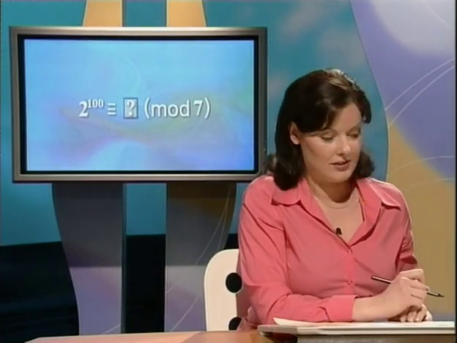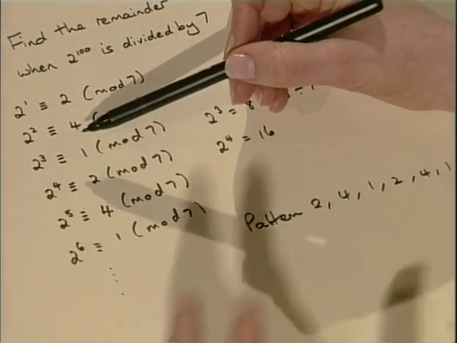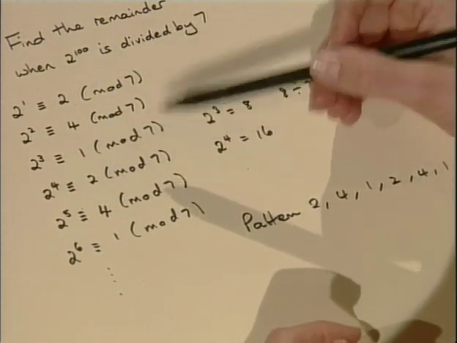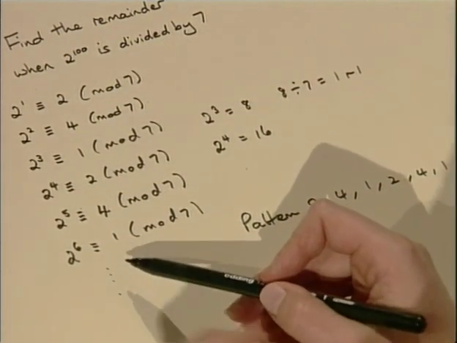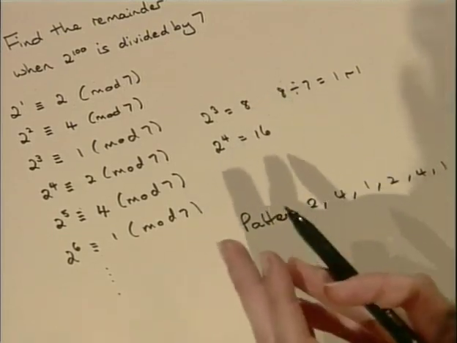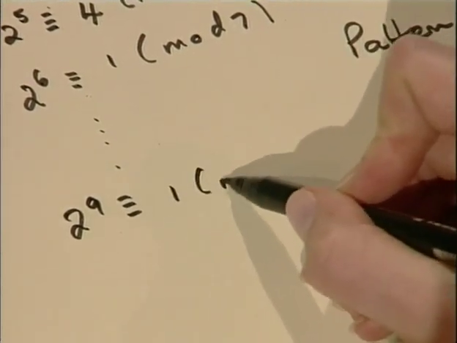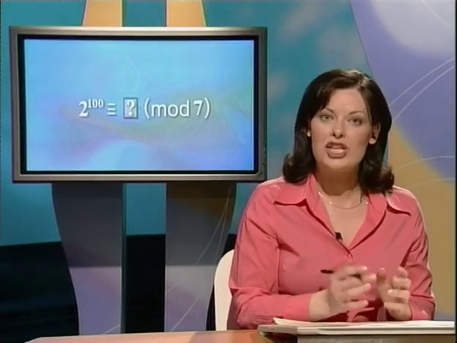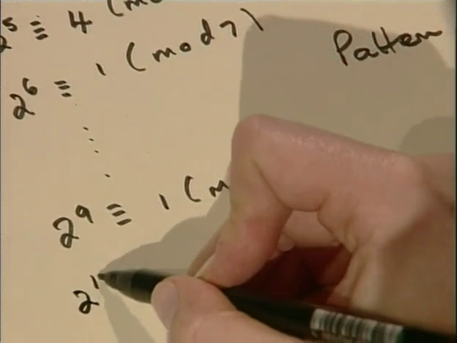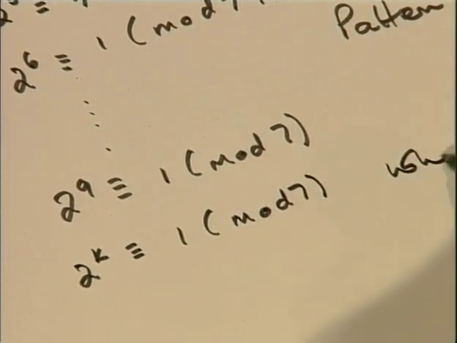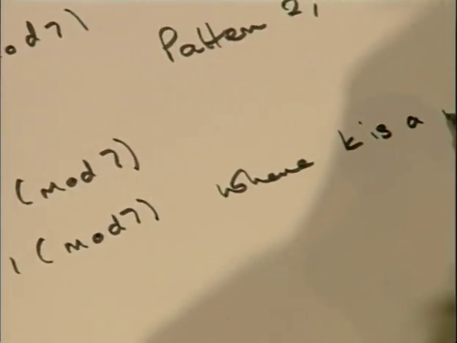Now, when is it 1? Well, every time I've got a power that's a multiple of 3, so here 2 cubed, that's congruent to 1 modulo 7, and 2 to the power 6, that's congruent to 1 modulo 7. So from this, I could work out, for example, 2 to the power 9, that's going to be congruent to 1 modulo 7, because 9 is a multiple of 3. So in general, I could write that down as 2 to the k is congruent to 1 modulo 7, where k is a multiple of 3.